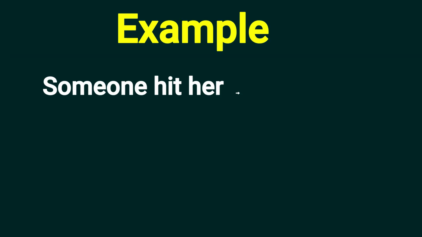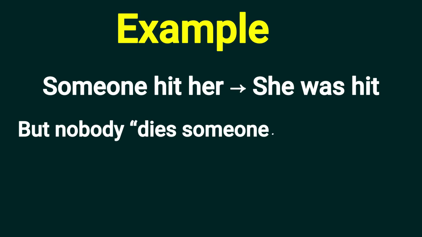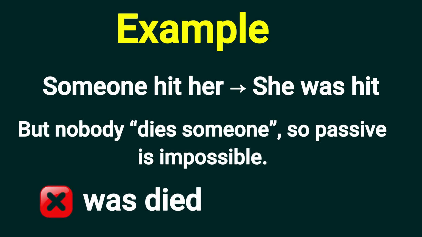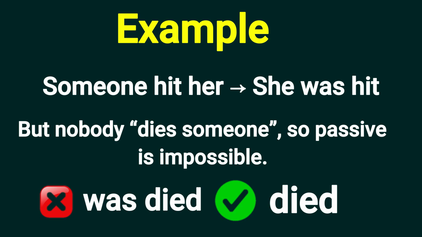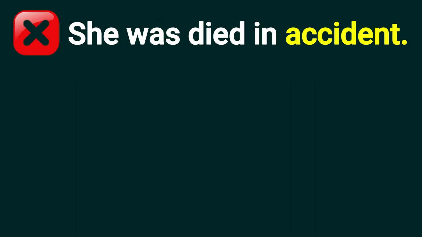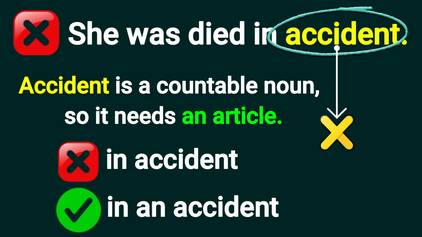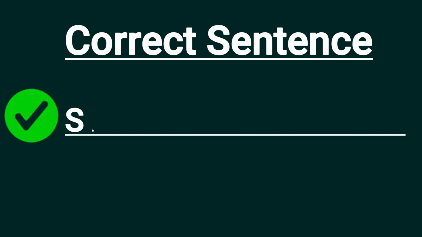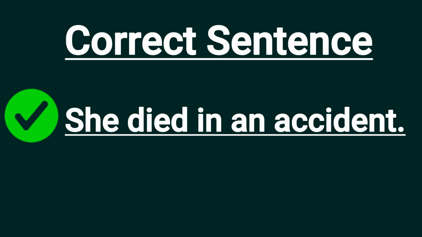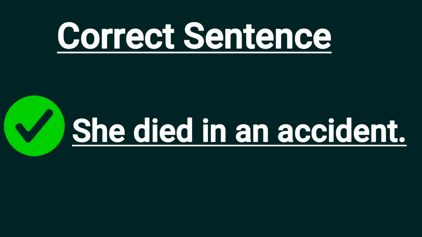So let's understand by example: someone hit her, she was hit. But nobody dies someone, so passive is impossible. So "was died" is wrong, "died" is right. Now let's find out the next mistake. Using only "accident" is wrong because accident is a countable noun, so it needs an article. "In accident" is wrong, "in an accident" is right. So the correct sentence: she died in an accident.